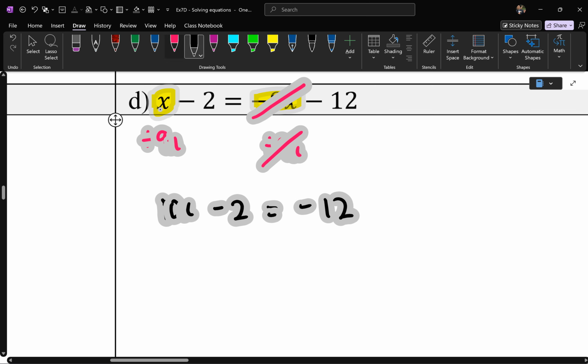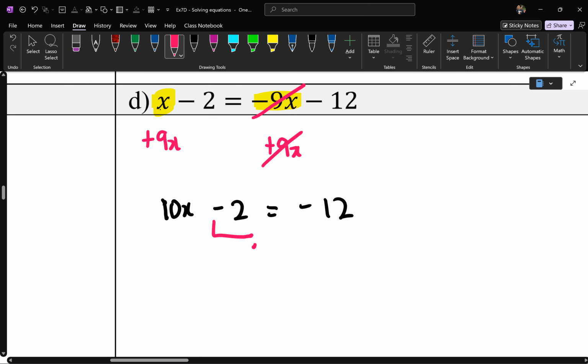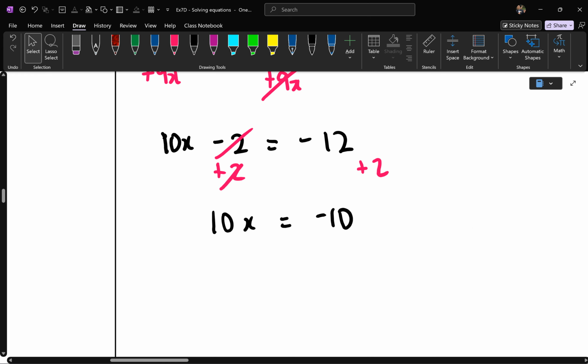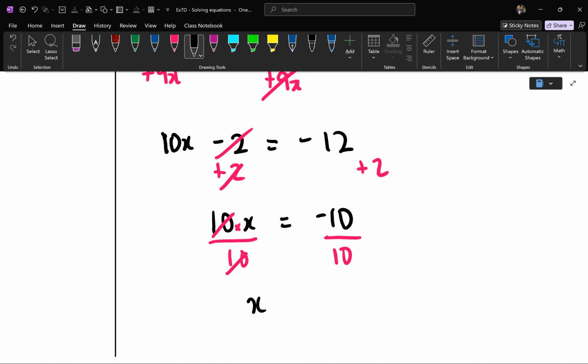To get rid of the subtraction or addition, that's minus 2. Opposite of minus 2 is plus 2. Negative 2 plus 2 cancels out, so you end up with 10x equals negative 10. Negative 12 plus 2 is negative 10. Very good. And then dividing both sides by 10, because this is a times 10, x is then equal to negative 1.